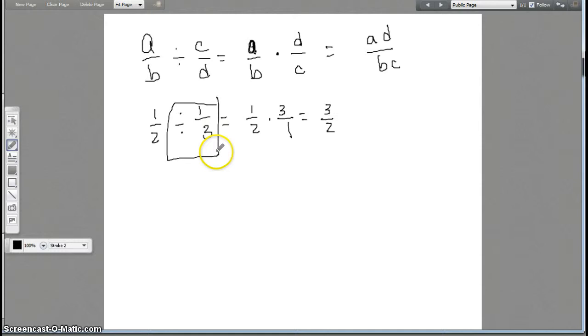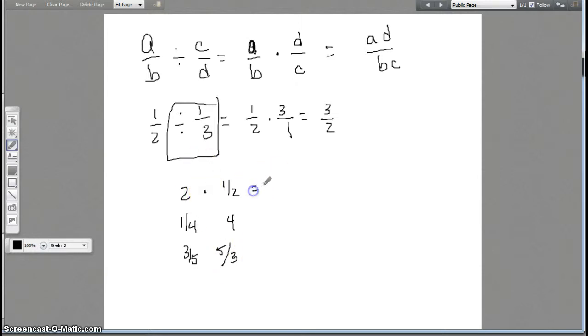So when you flip a fraction over, that's called getting the reciprocal. So if we have 2, the reciprocal is 1/2. If we have 1/4, the reciprocal is 4. If we have 3/5, the reciprocal is 5/3. Whoops, it switched out of pen mode, sorry. It's 5/3.